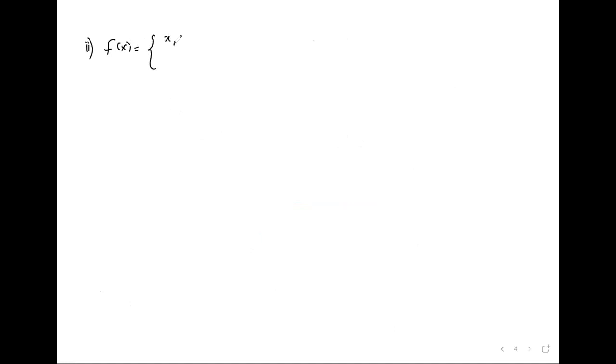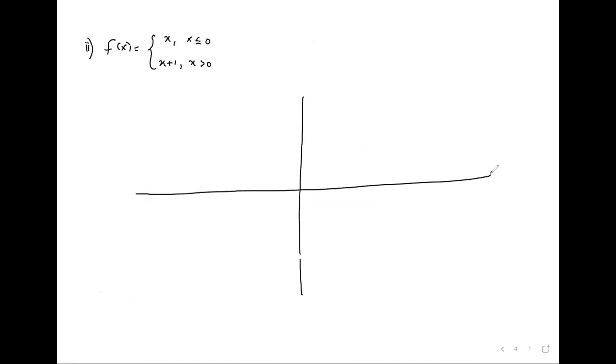Okay. Another one, f of x is equal to x if x is less or equal to 0. It's also equal to x plus 1 if x is bigger than 0. So this one, it has 2 domains. The first domain is for x less or equal to 0. So when x is 0, you substitute in the upper function, you get 0. So I have a point 0, 0 there. When x is -1, substitute in the upper function, you get -1. So I have -1, -1, a point there. So this will be a straight line going down.